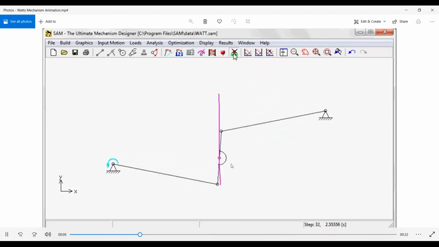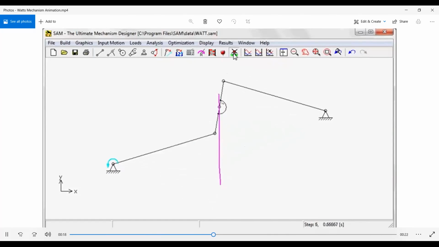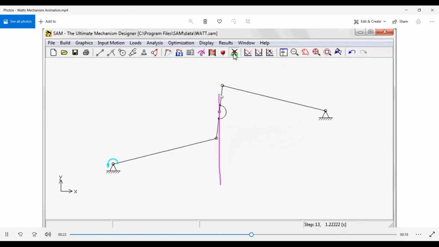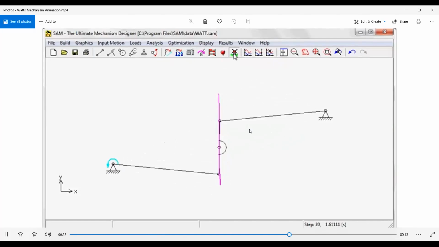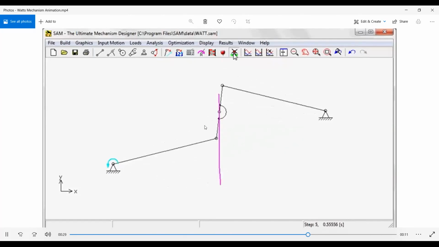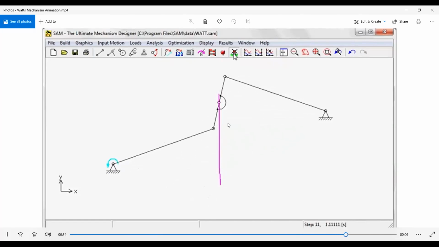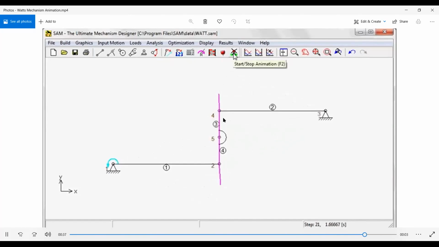So you focus on motion of this point, which is encircled. So its motion is almost an approximate line, approximately a straight line. Very simple mechanism to produce the straight line motion. Okay, its application.